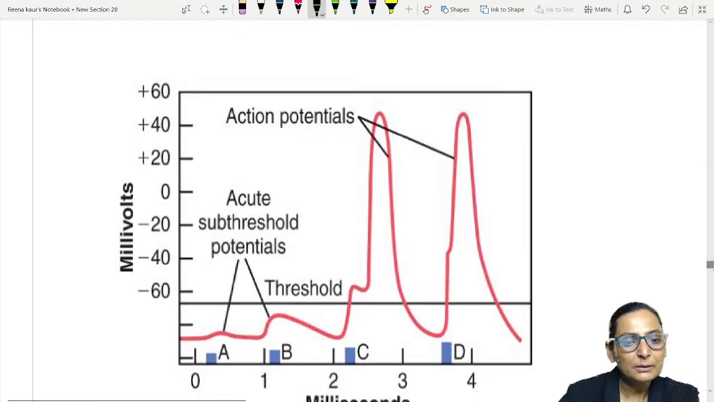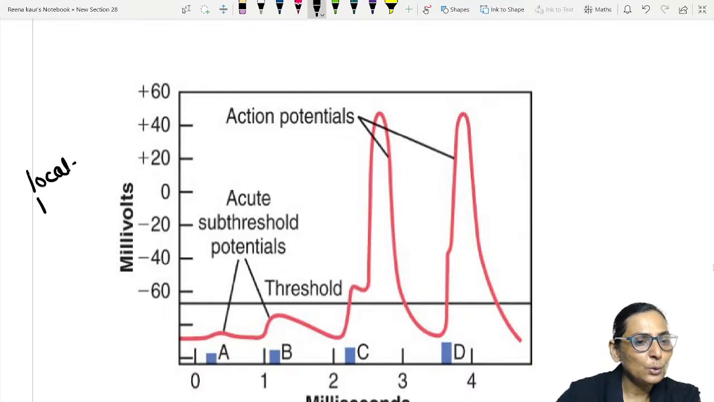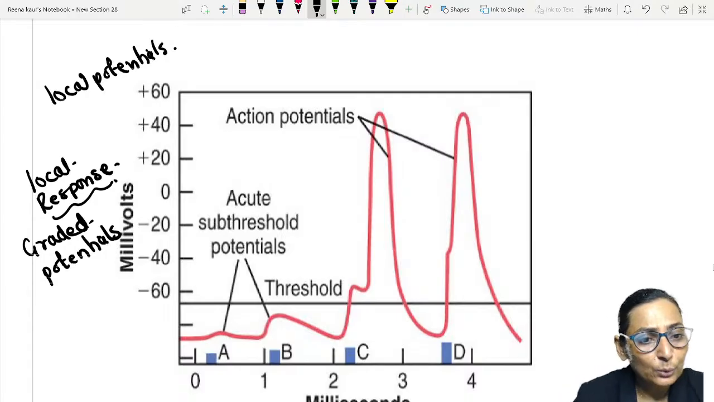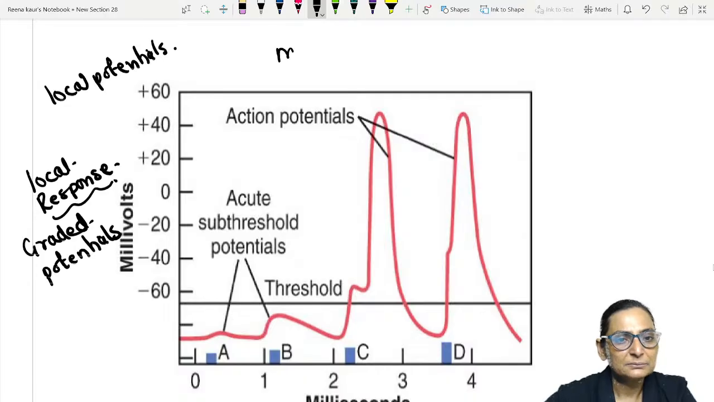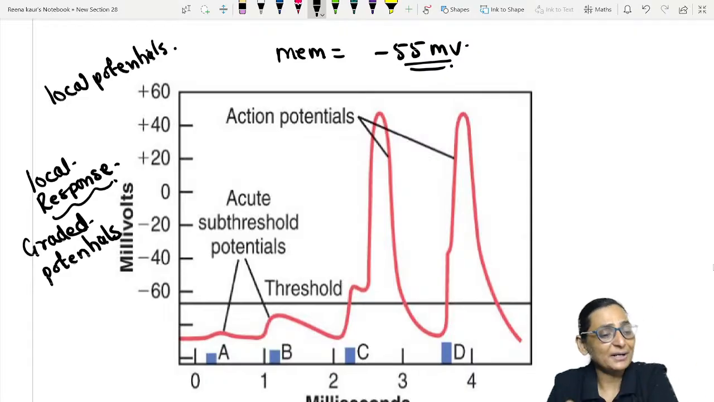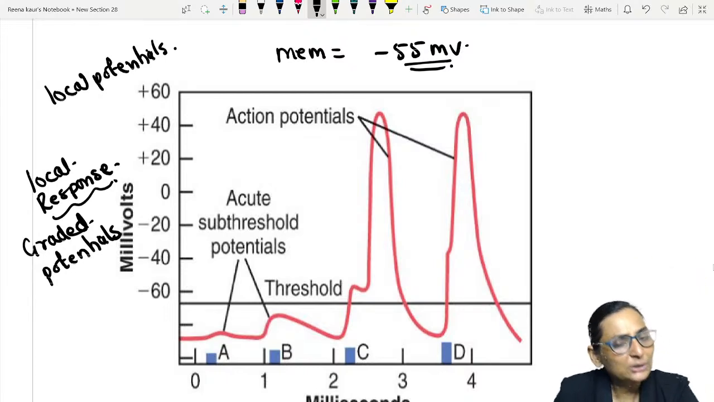Now see. अभी देखो. These are subthreshold potentials, and this is the action potential. So this is the basic difference between what we call a local response, which are the graded potentials, also called the local potentials. So what did I tell you? I told you that unless and until a membrane reaches minus 55 millivolts, which is called the threshold of action potential, it cannot generate the upstroke. It cannot generate the sufficient upstroke or the depolarization.